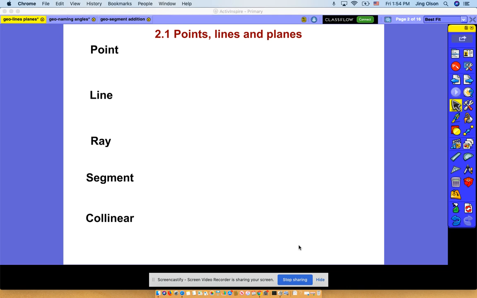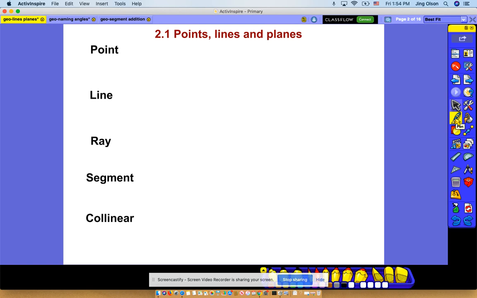So starting today, we're going to actually get into our geometry content. Unit 2. The first lesson is about points, lines, and planes. This is the foundation of geometry, and we'll make sure we know how to write each of these things properly in the geometry notation.